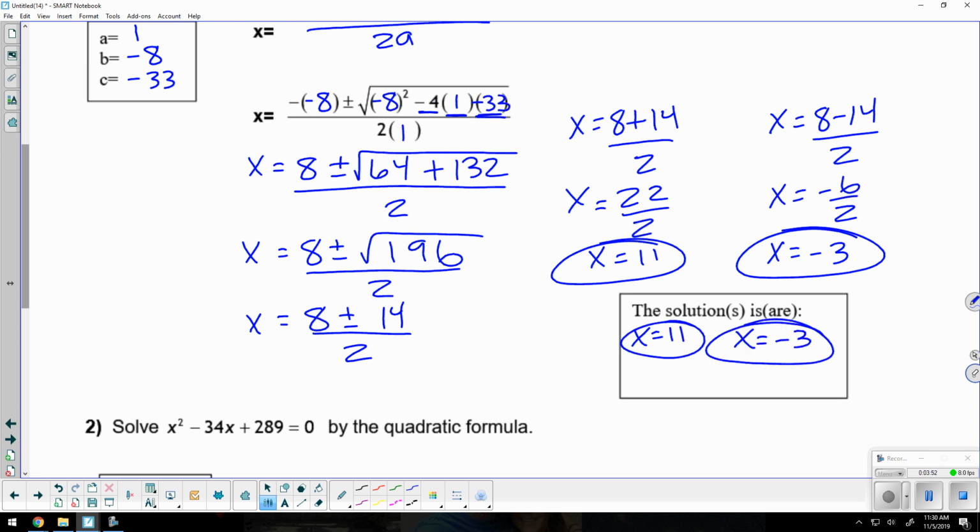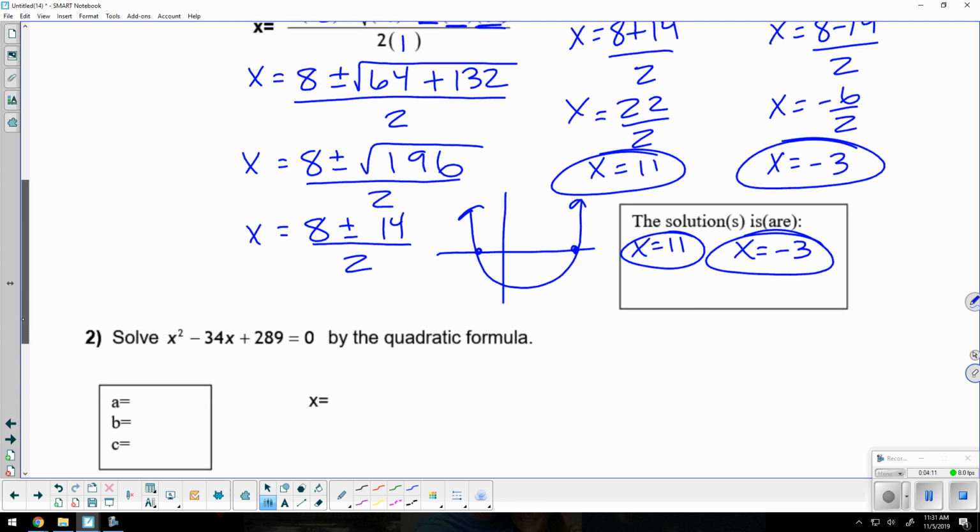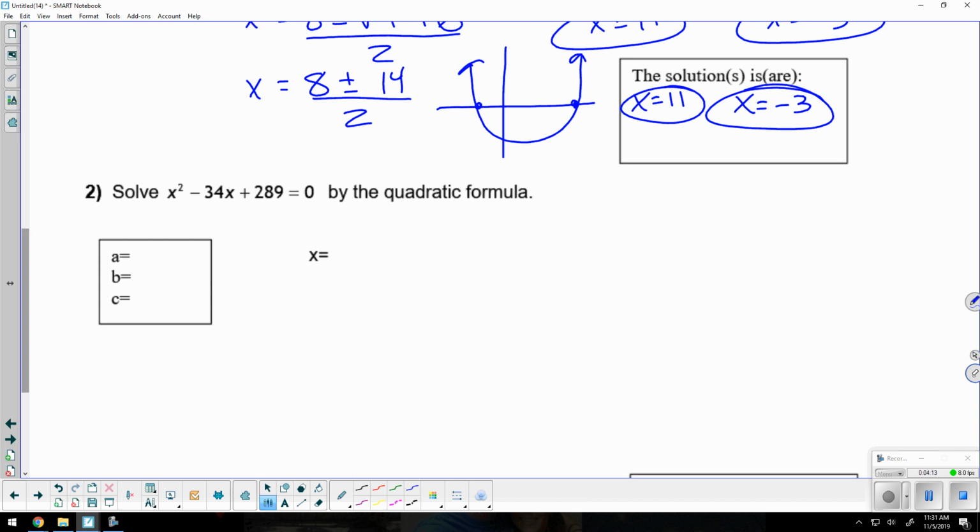Keep in mind, what do these answers mean to us? These two answers represent, on a coordinate plane at negative 3 and at positive 11, where our parabola is crossing over the x-axis. Those would be our x-intercepts. All right? So number 2, let's look at the next one.